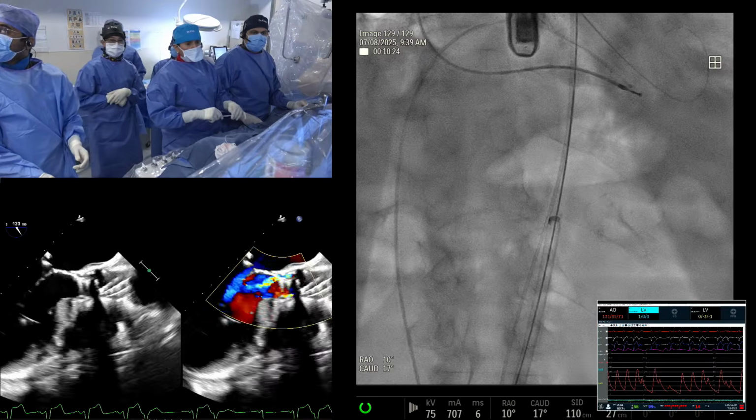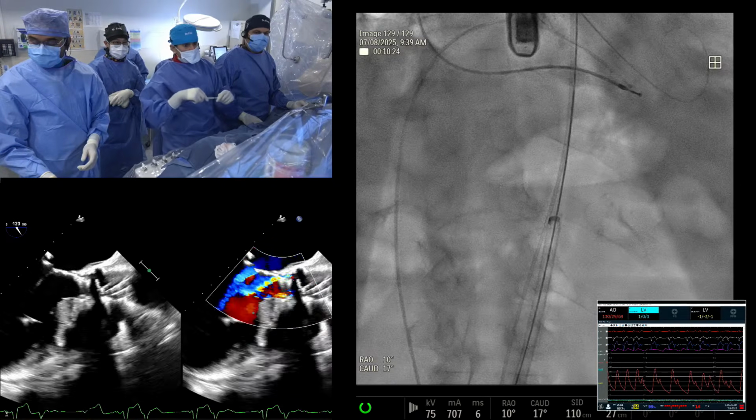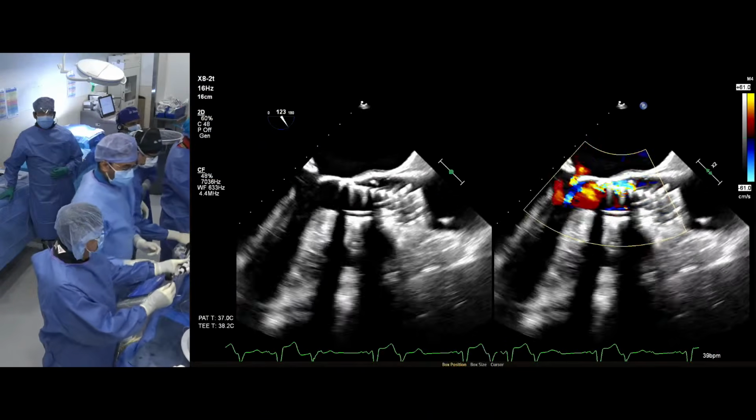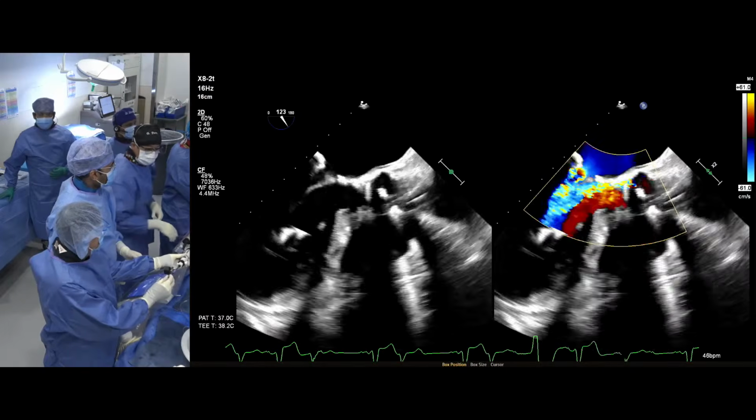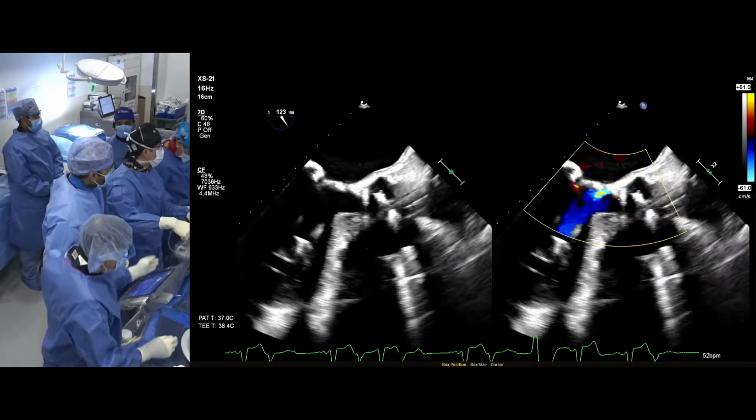The PVL is definitely lower, a little bit, but still moderate to severe. You see the space. Do you have the plug ready? Let's see how it looks. Okay, and change. I got the wire.